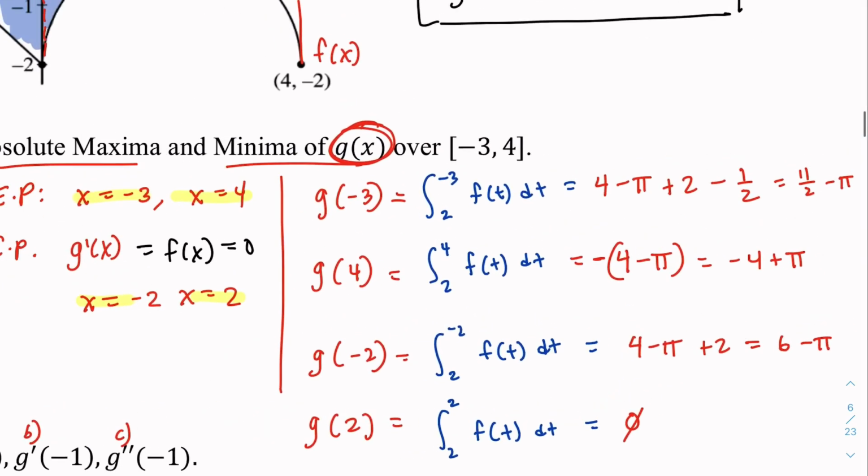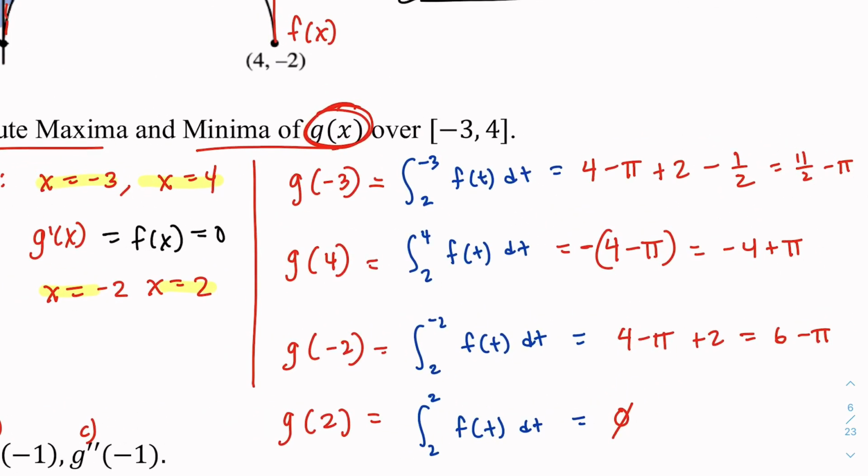Now our job is to figure out which of these is the highest and lowest values. So let's use some smart approximation methods to compare. Well, 11 over 2, that's like 5.5 minus 3.1, which leaves us with approximately 2.4, okay? Approximately.